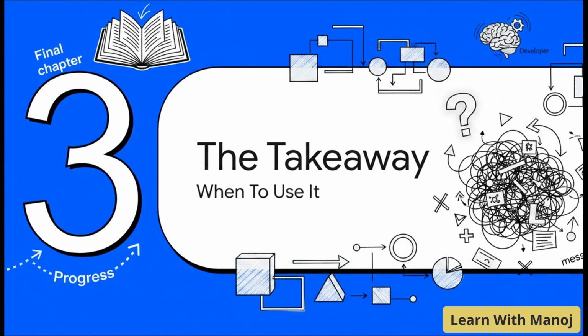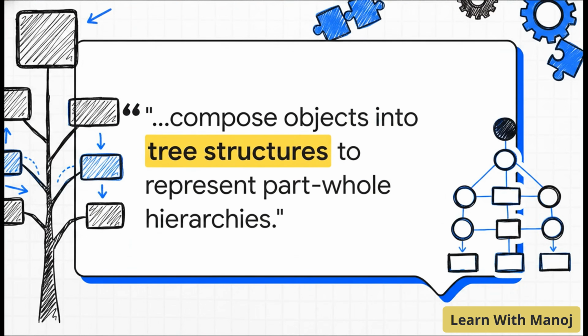Which brings us to our final chapter, Chapter 3, the takeaway, or exactly when to use this. We've made some really great progress here, but understanding how a pattern works is only half the battle. The mark of a truly great developer is knowing exactly when to actually use it, so you don't end up over-engineering your software. Let's look at this formal quote from Wikipedia. It says, "The intent of a composite is to compose objects into tree structures to represent part-whole hierarchies."